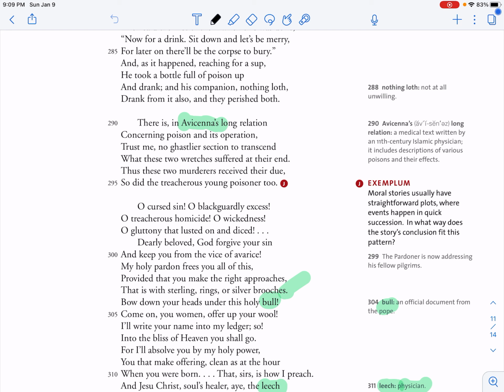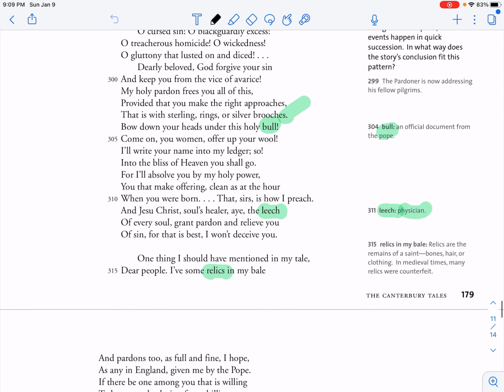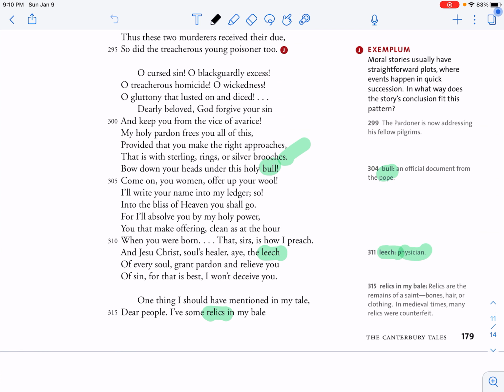Now, so he tells the story, right? And the whole point of it is not to be greedy, because if you're greedy, you'll wind up dead like the three rioters, right? That's what he's saying, this pardoner. He's telling the story. Now, at the end here, I'm just going to finish it. He's telling his friends there who are fellow pilgrims, who are listening to the story.